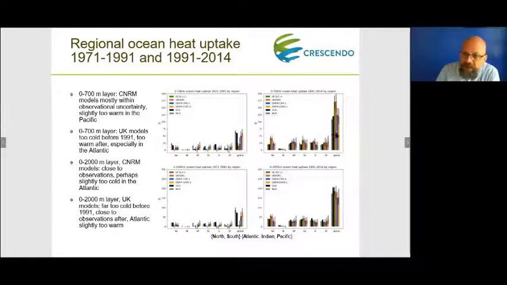And then after 1991, we see that there's way too much warming in 0 to 700 meters in the UK models, especially in the Atlantic. So this shows that these two groups of models, UK and French, even though they have the same ocean model, have definitely different preferred regions for ocean heat uptake, either the Atlantic or the Pacific.